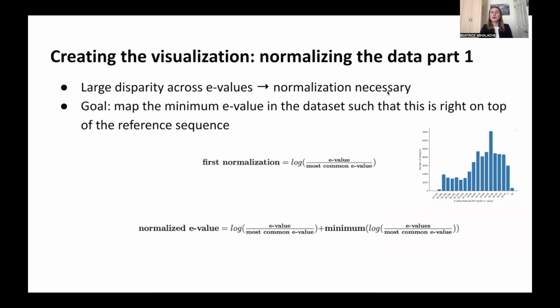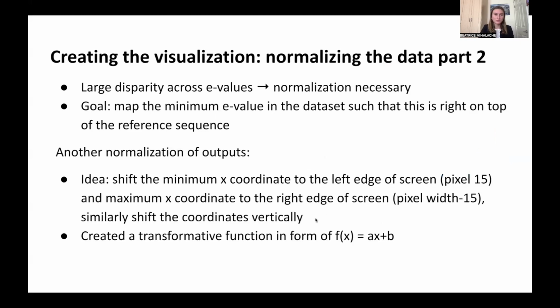And then the other thing I had to do next was normalize the data. So there was a large disparity of the E values. And so the first normalization I did was a logarithmic normalization. And then the goal was to map the minimum E value in the data set such that it was right on top of the reference sequence. So then the next calculation I did was the sum here. Then since I had to fit the graph on my screen, I shifted the coordinates such that the minimum X was on the left side of the screen and the maximum X was on the right, similarly for the vertical. And I solved the system of equations to do this.